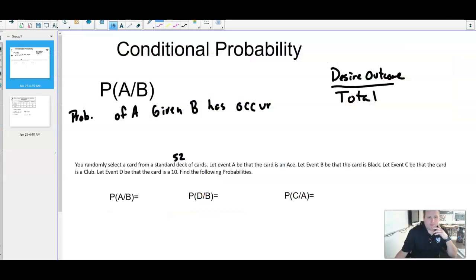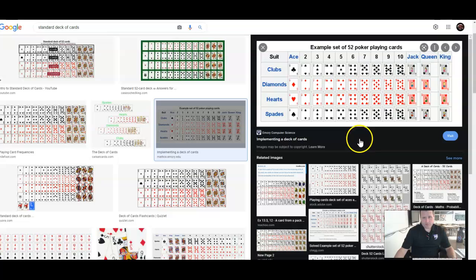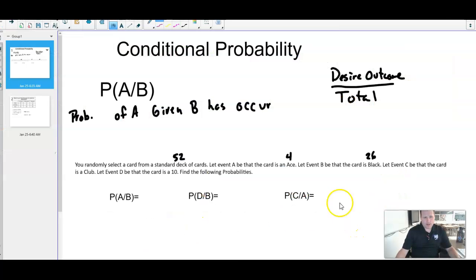So let's say I define event A as being an ace, and event B as being a black card. There are 4 aces. There are 26 black cards, because my clubs and my spades are both black. C is a club, which is one of the suits, so there are 13 of those. And D is a 10, of which there are four as well.